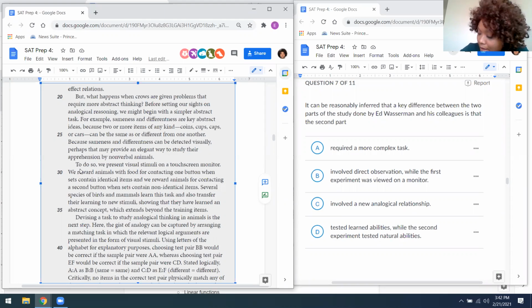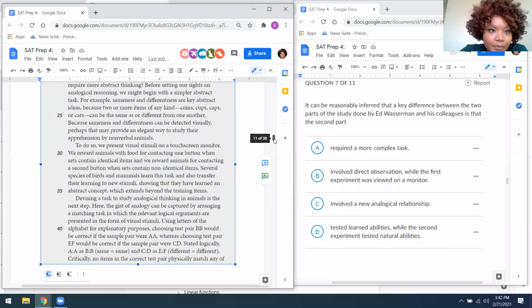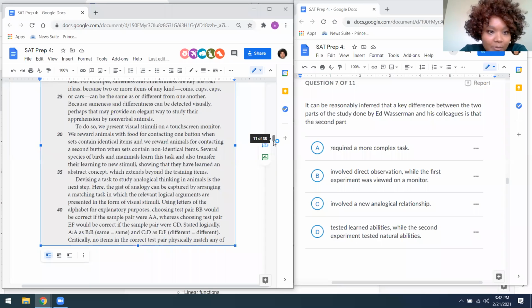So we had line 29. It said, on a touchscreen monitor, we reward animals with food for contacting one button when sets contain identical items, and we reward animals for contacting a second button when sets contain non-identical items. Several species of birds and mammals learn this task and also transfer their learning to new stimuli, showing that they have learned an abstract concept which extends beyond the training items. Devising a task to study analogical thinking in animals is the next step.